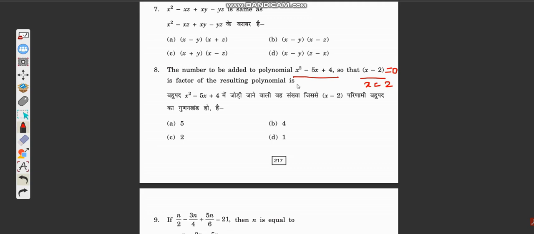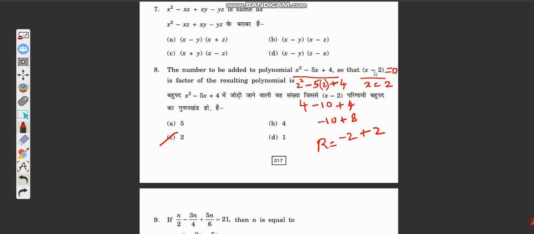So you have to substitute 2 in this expression. X square means 2 square, minus 5x means 5 into 2, plus 4. 2 square means 4, minus 5 twos is 10, plus 4. 4 plus 4 is 8, minus 10 means minus 2. So it is the remainder of this division. So here we need to add a number to make it a factor. If x minus 2 is a factor of this polynomial, then the remainder should be 0. When it is minus 2, if we add plus 2, it becomes 0. So the correct option is C.